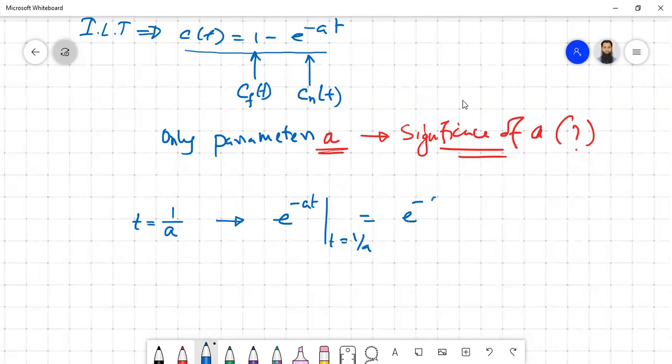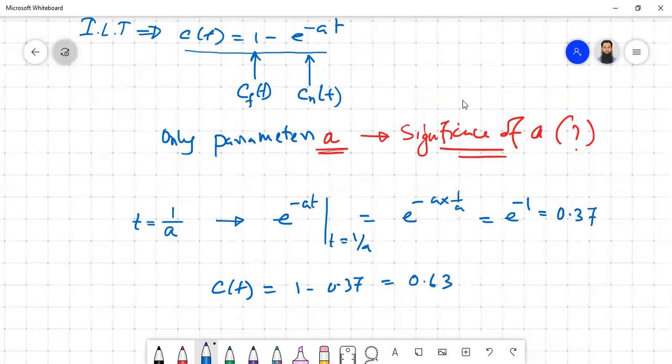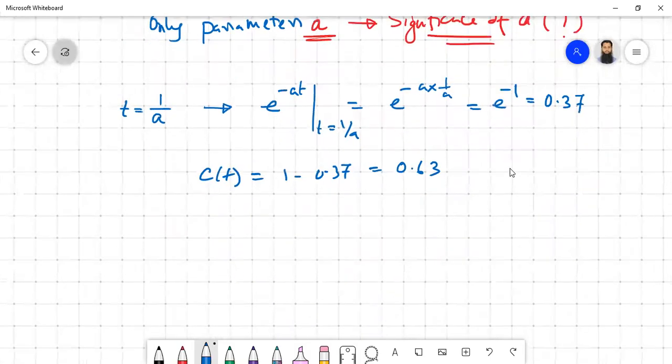So e to the minus a into 1 by a, so e to the minus 1, which is nothing but, if you calculate, 0.37. Now, if you look at the complete response, Ct will be 1 minus 0.37, so that is basically 0.63.